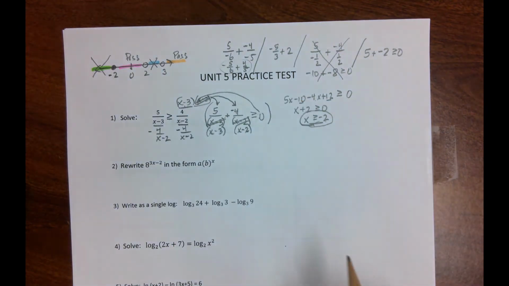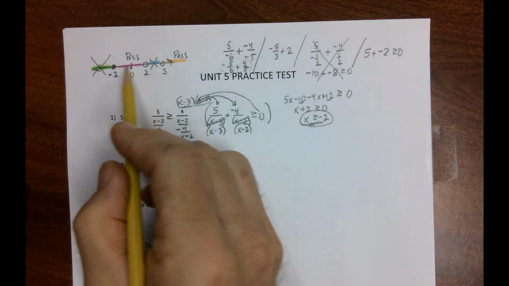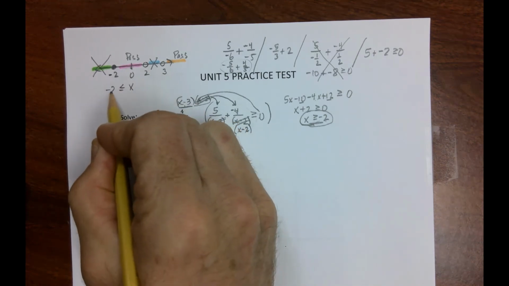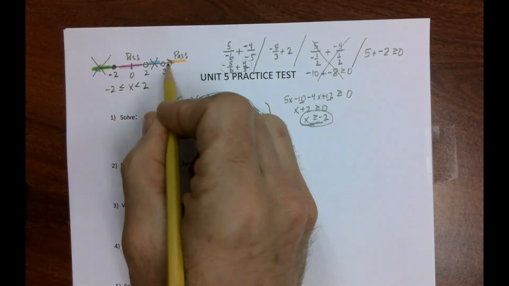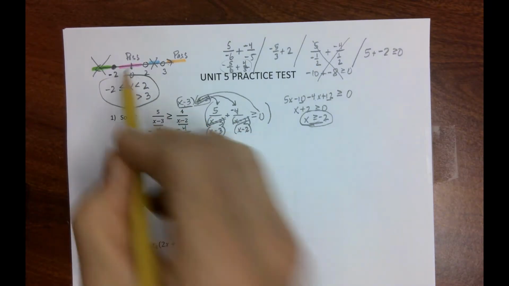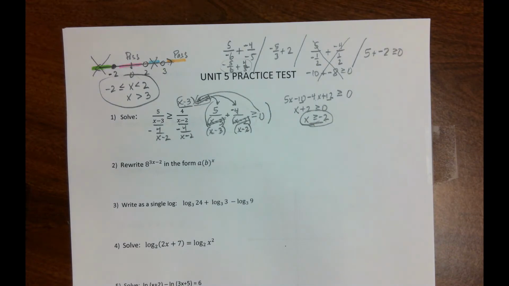So what's my final answer? I've got to explain this area. So x is greater than or equal to negative 2, but less than 2. And then x is greater than 3. There's my answer. Not every problem is going to take this long, but number 2 is kind of tricky as well.